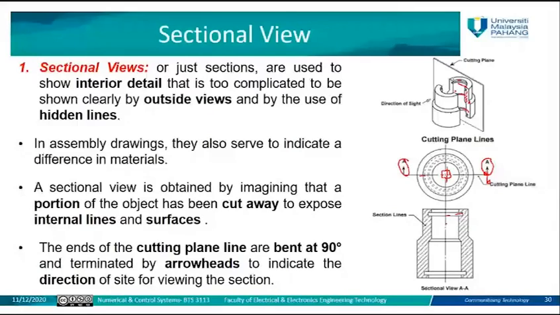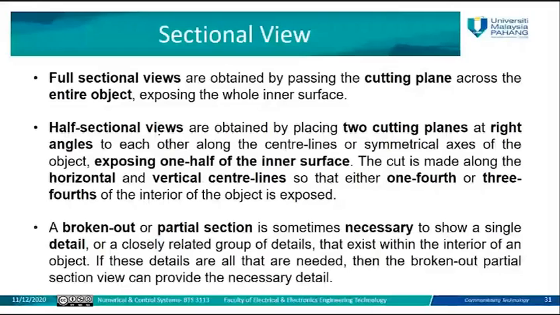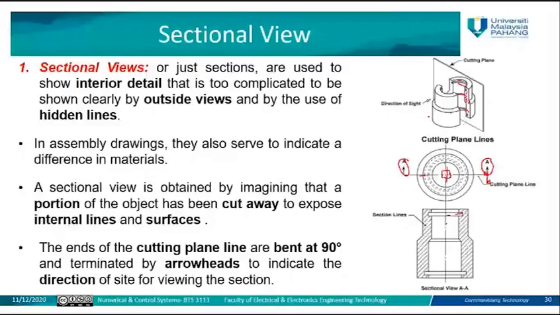Then the second type is the half sectional view. This can be obtained by two cutting planes. That means you have two cutting planes at a right angle. One is in the middle, for example, like we did here. This is one plane, and there is another plane on this side, so it will be cut into two. Since you have two perpendicular planes, the object will be divided into 4 quarters.